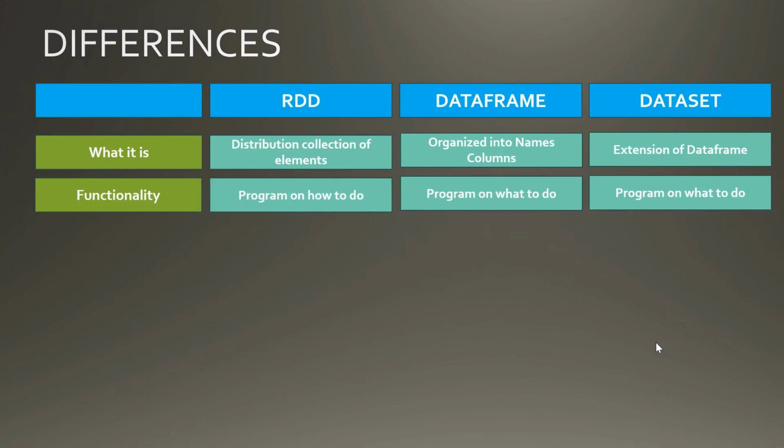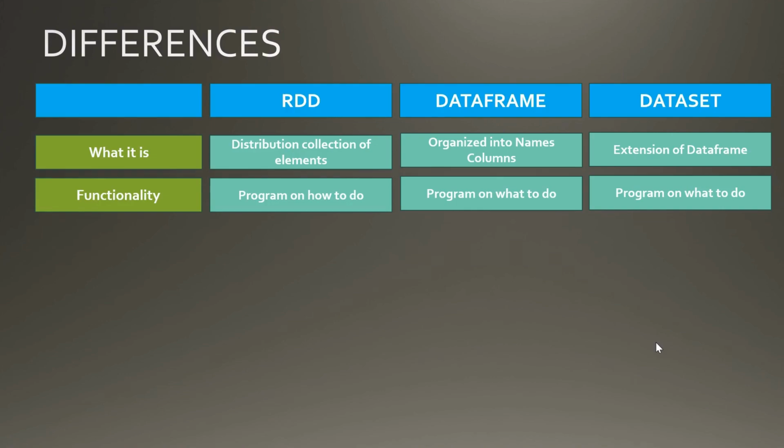Now, how exactly does it function? For RDD, you need to mention in the program how to do the functionality. You cannot just say what you need to do. You need to also say how to do it. For that, you need to create a Lambda function also in order to mention how to do it. But in data frame, you just have to tell the program what to do.